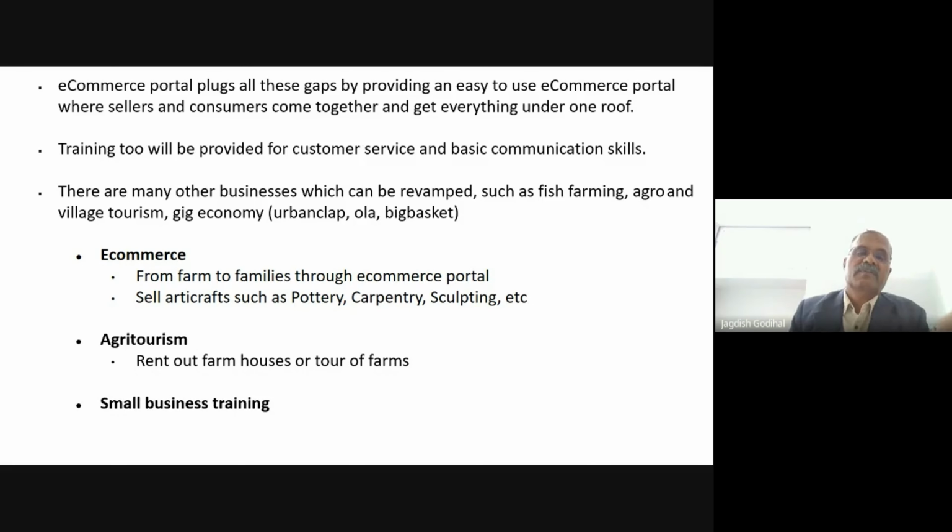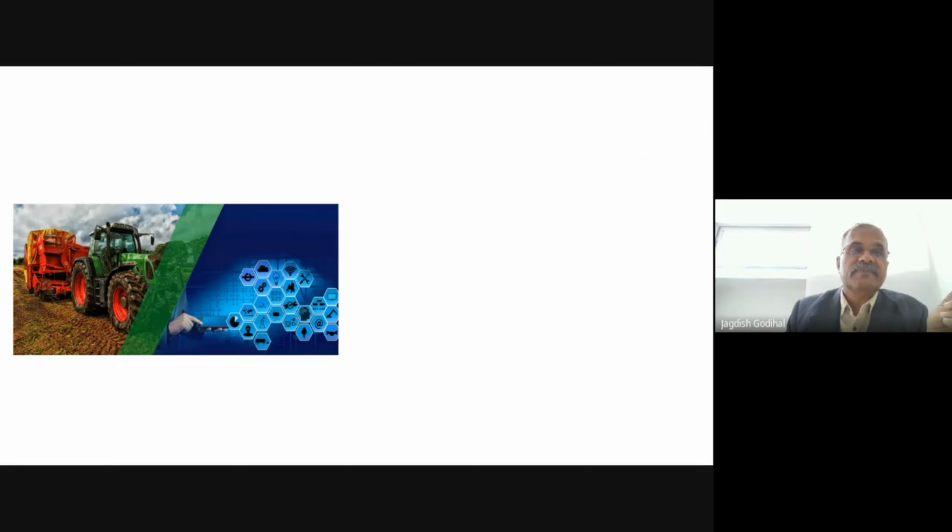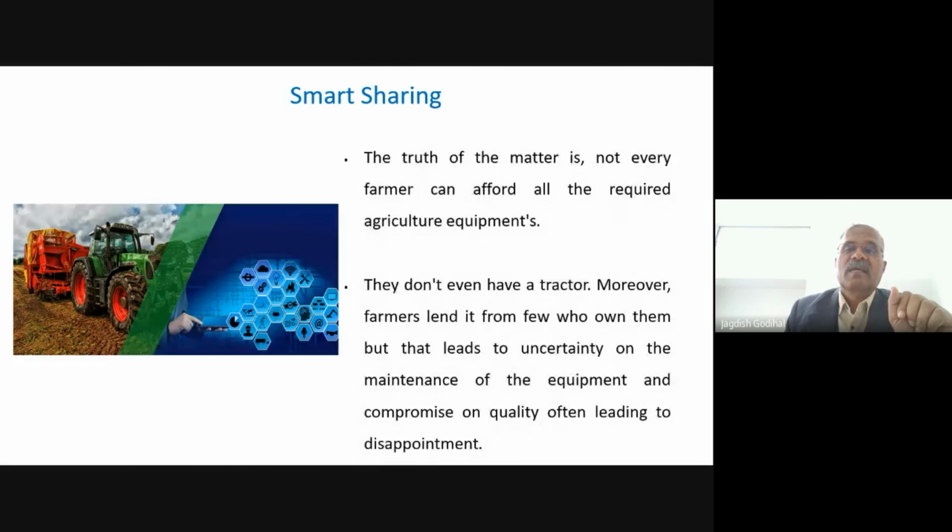able to transform a traditional village into a smart village. Again, smart sharing, in the sense that there are very small landholders. They cannot have a tractor. Again, they don't have the farm equipment. They cannot purchase it. That means they are going to share that.